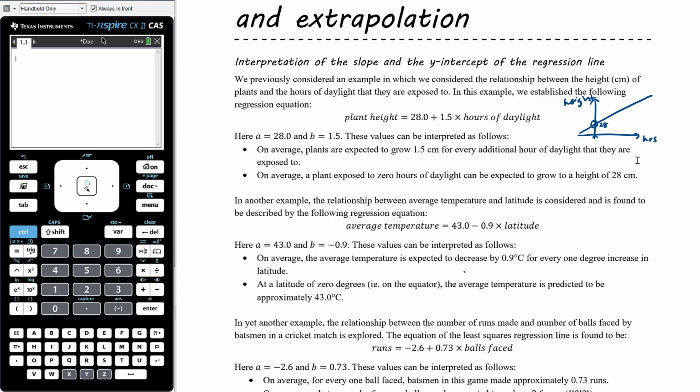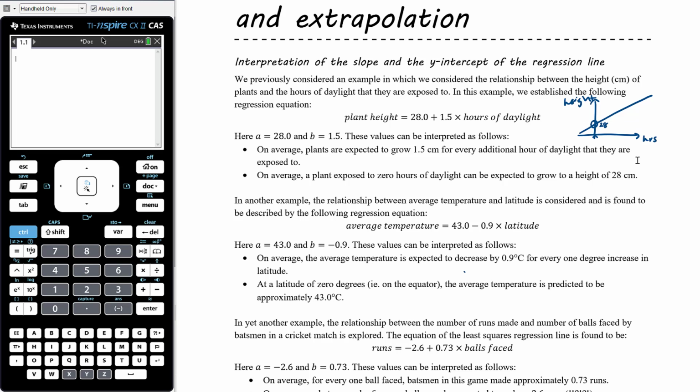Okay, so in this particular situation, the sentence I've written here is on average. So again, keeping it nice and vague. It's not saying that every plant that's exposed to 0 hours of daylight will grow to this height. It's a on average, we would predict, etc. And we'll talk a bit more about the fact that the validity of this prediction might not be great because technically it's an extrapolation.